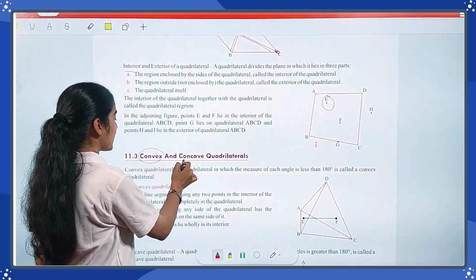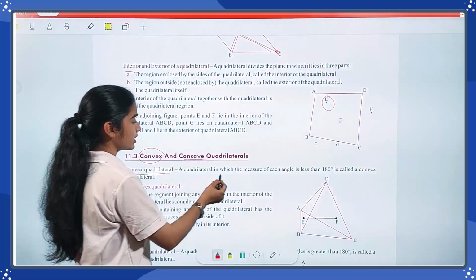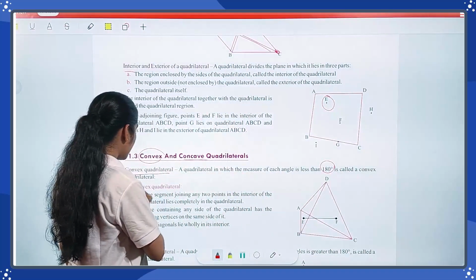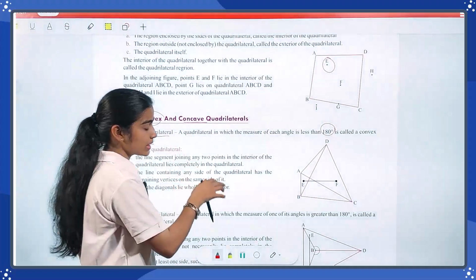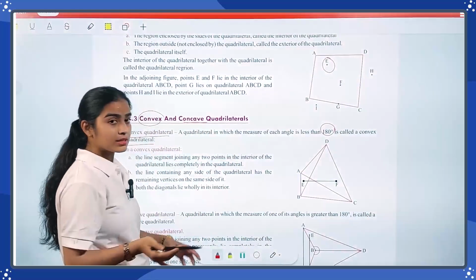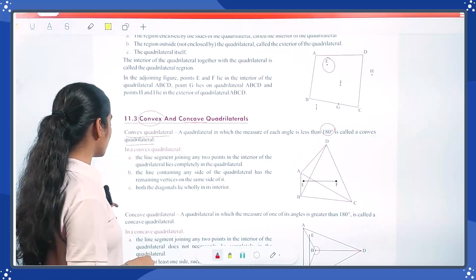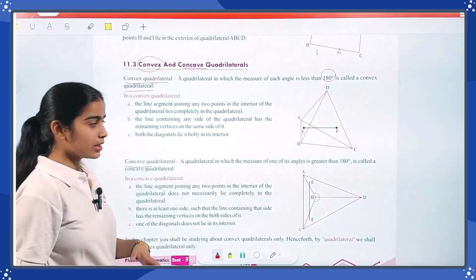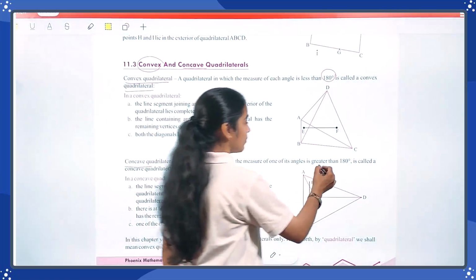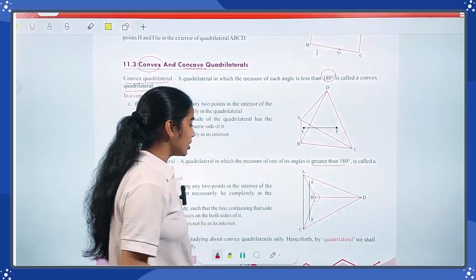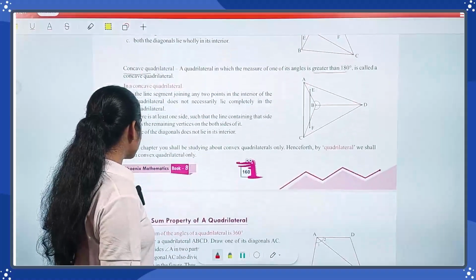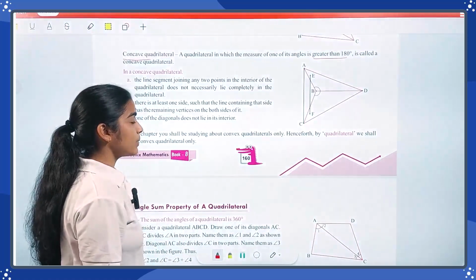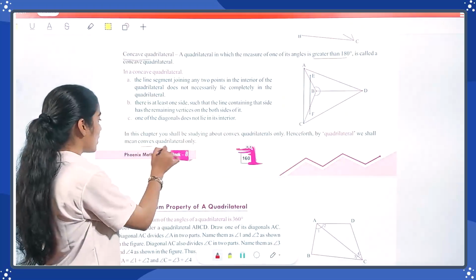Next we have convex and concave. A convex quadrilateral is a quadrilateral in which the measure of each angle is less than 180 degrees. You can also say when the diagonals are inside the quadrilateral, it is referred to as a convex quadrilateral. Vice versa, in a concave quadrilateral, the diagonals lie outside the quadrilateral and an angle is greater than 180 degrees. That's why they are called concave quadrilaterals. In this chapter we shall be studying convex quadrilaterals only, henceforth by quadrilaterals we shall mean convex quadrilaterals only.